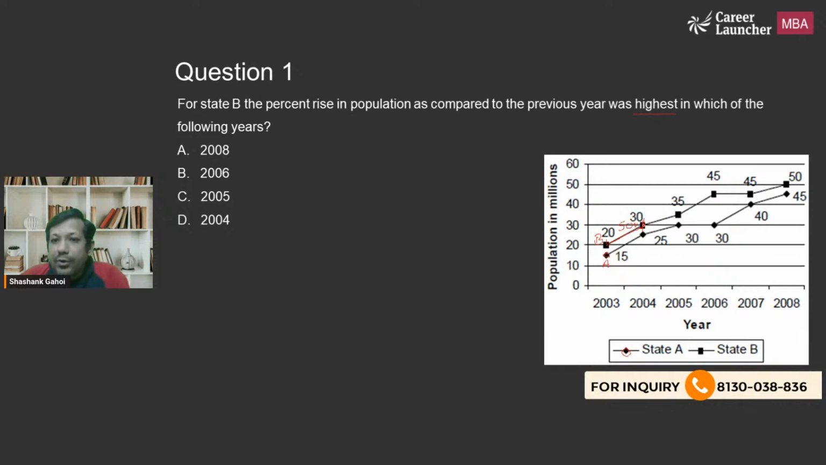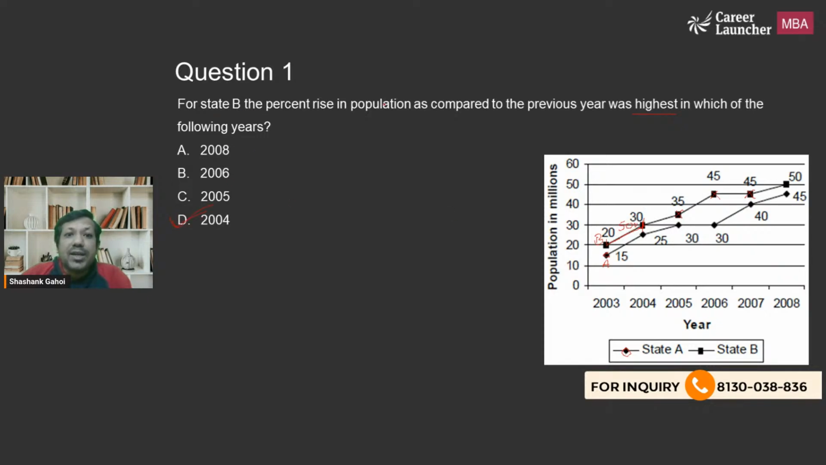Yes. Now from 30 to 35, definitely not 50%, it is less than 50%, so 2005 cannot be the answer. 35 to 45, again it is a rise of 10 but definitely less than 50%, so 2006 also cannot be the answer. In 2007 it's 0% because 45 to 45. And from 2007 to 2008 it is 45 to 50, definitely less than 50%. So what should be the answer of this question? Answer of this question should be 2004, that is option D.